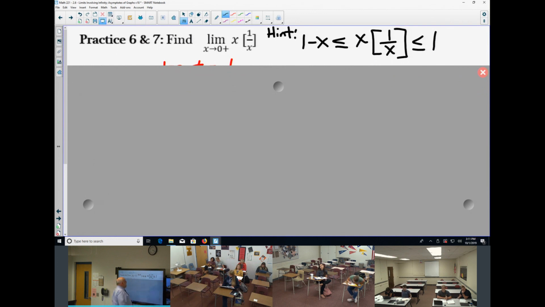So if this function lives between these two, and this limit is 1, and this limit is 1, then the limit of the function we want is 1. Does that make sense? So that's what the sandwich theorem is all about, is how we can use those outer functions and not even have to deal with this complicated mess in the middle.